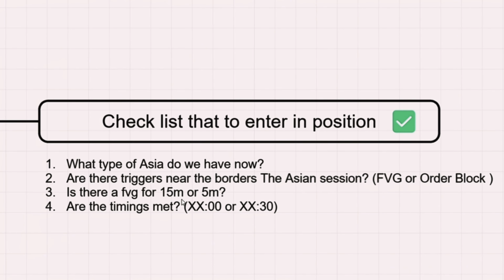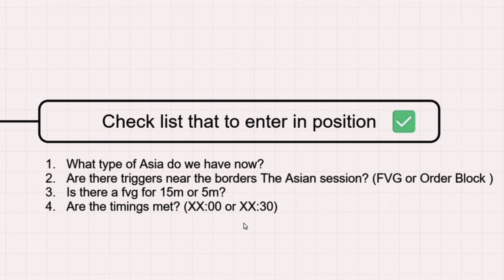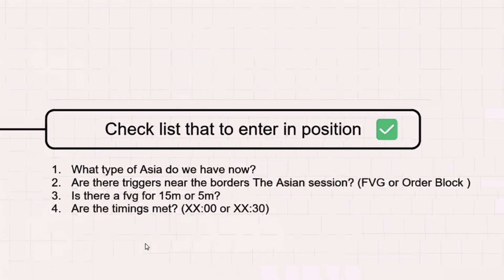Because when you trade from a higher time frame imbalance, you need to identify volume confirmation, and this is a fair value gap on a lower time frame. And the fourth, is the timing met? Let's remember what I told you at the start of this video. I open a position only at XX00 or XX30 because according to my statistics, I identified that at this time price made a pullback or a sweep of liquidity or reversed.